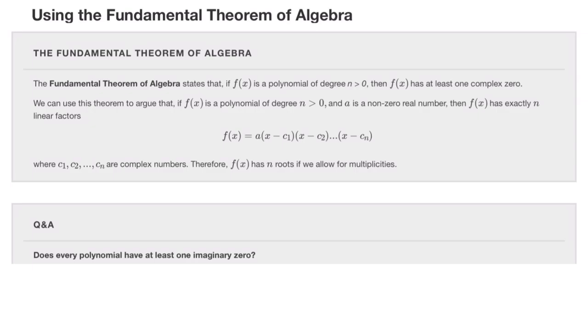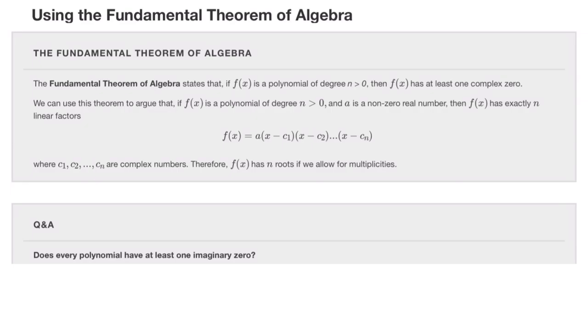So the fundamental theorem of algebra states that if f of x is a polynomial of degree n strictly greater than 0, then f of x has at least one complex 0, and we can write this theorem to argue that if f of x is a polynomial of degree n greater than 0 and a is a non-zero real number, then f of x has exactly n linear factors, where these c's are complex numbers. Therefore f of x has n roots if we allow for multiplicities.